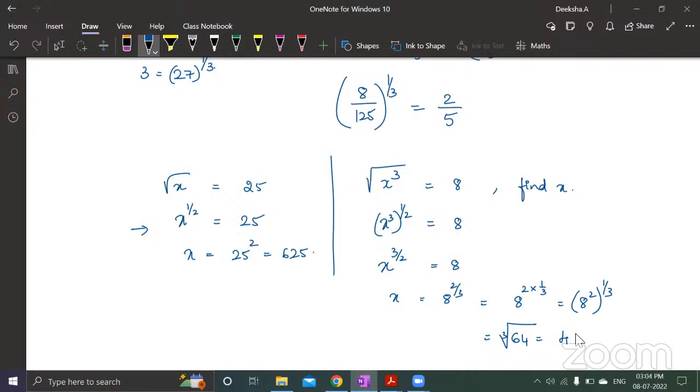Cube root of 8 is 2, but then we are squaring it. Instead of this, you can also write 8 power 1 by 3 into 2. So first take the cube root, then square it. That is also fine. Cube root of 8 is 2, then you square it, you will get 4. Both are the same. So when you're splitting the numbers in the power, the order in which you apply them doesn't matter.